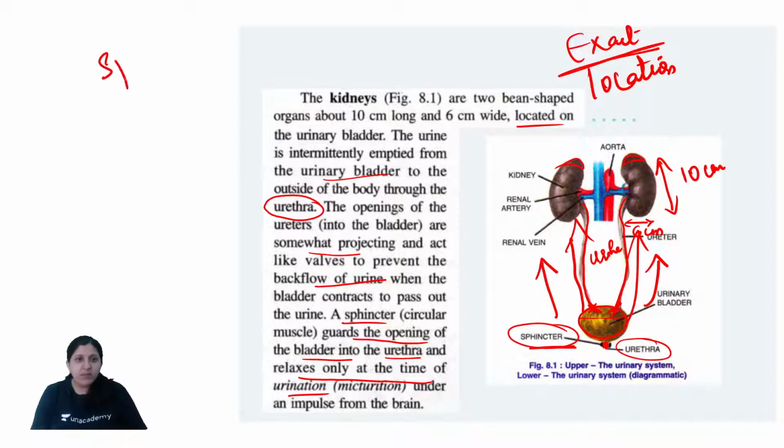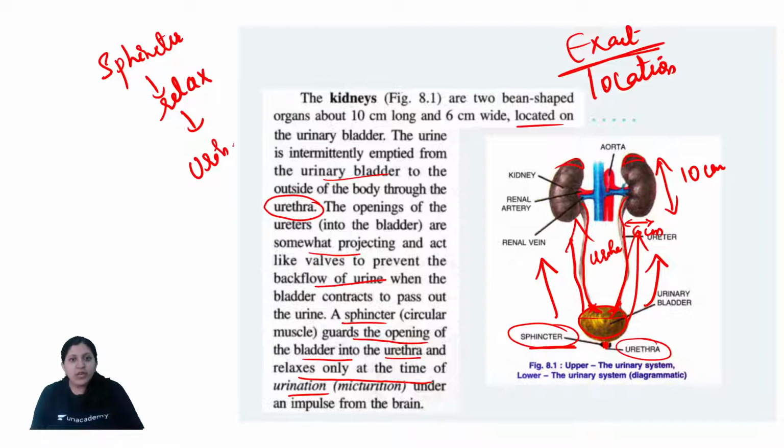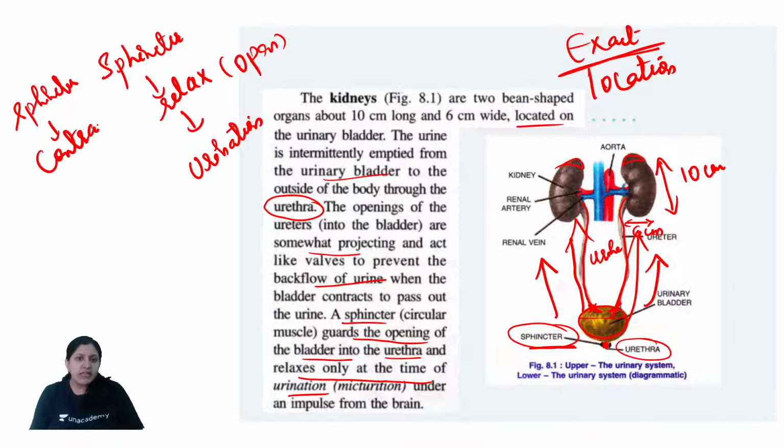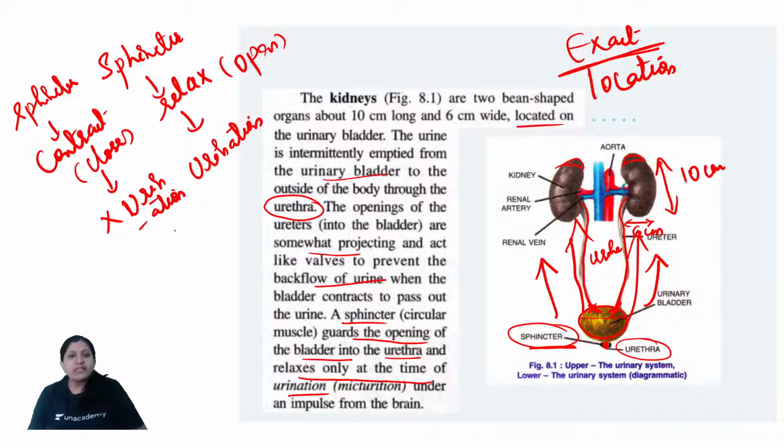So let's have a look here at the sphincter muscle. When the sphincter muscle relaxes, only at that time of urination can urination occur. That means now this is open. The sphincter muscle is open so that urination can occur. If the sphincter muscle is contracted, if it is not relaxed, that means it is closed, and again there is no urination or micturition. All right, so that is how it is going to open.